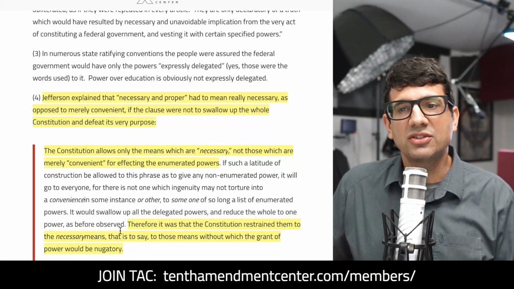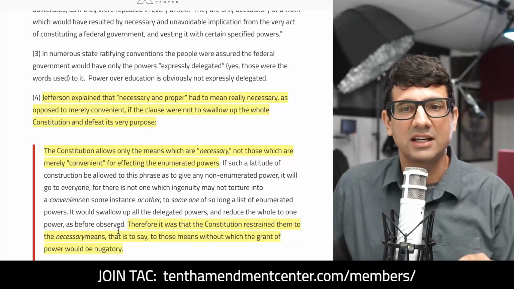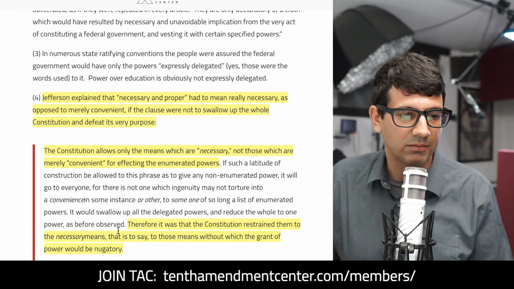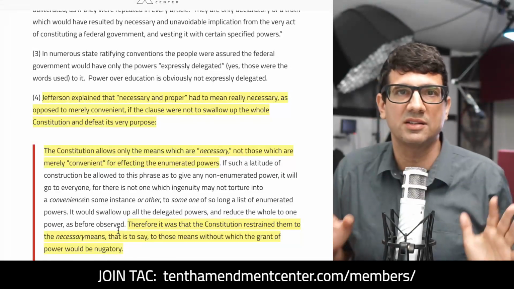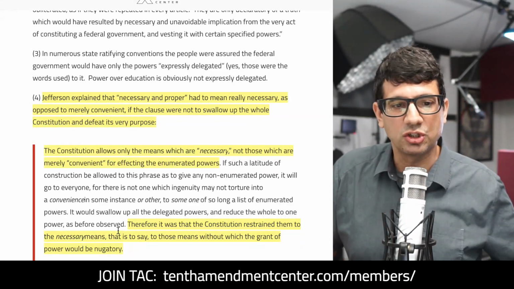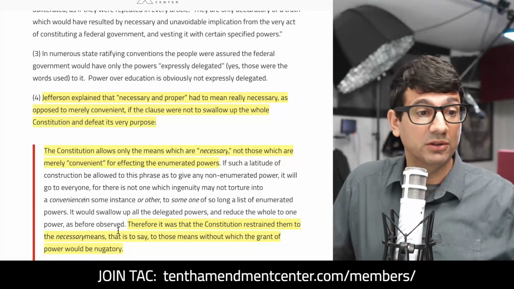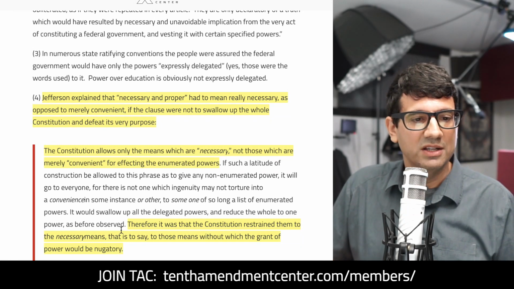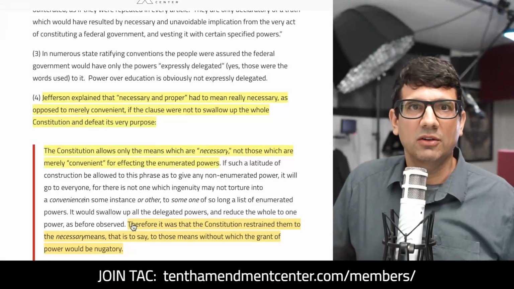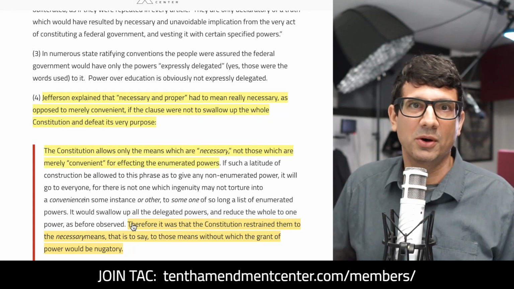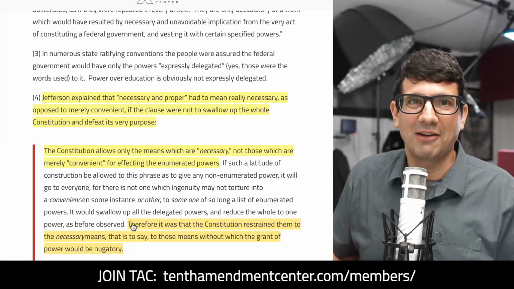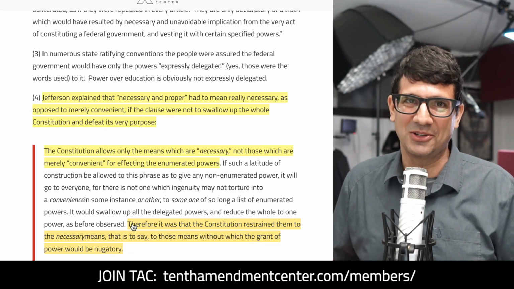And he goes on. He says it was that the Constitution restrained them to the necessary means, that is to say, to those means without which the grant of power would be nugatory. And I think that's a really important distinction. So again, going back to building post offices and post roads, if you don't have the power to buy the wood, to build a building, to hire the labor, to deliver the mail, it doesn't actually say in the Constitution that the delegated power to Congress shall be to ensure that they can hire employees to run the post office. If you just limit it to the words of the text, the federal government then does nothing. I know I have a lot of friends who would be very happy with that. That is not what the Constitution says, though.